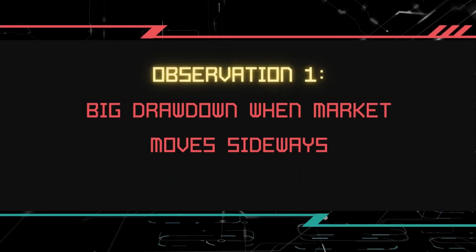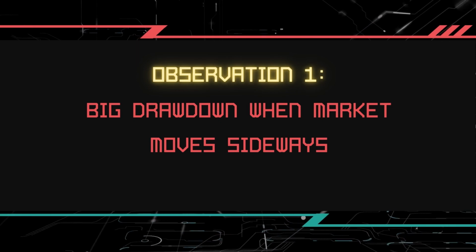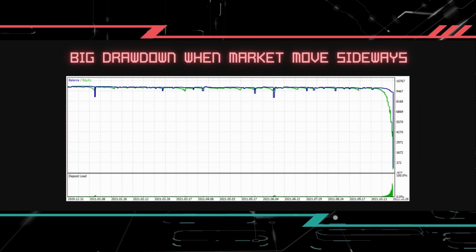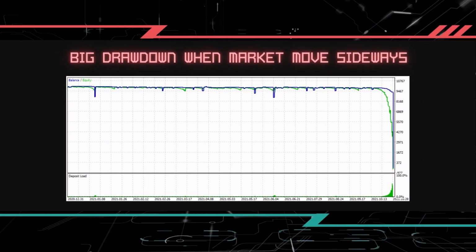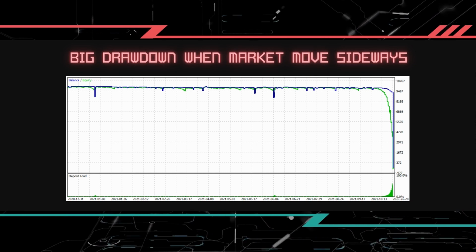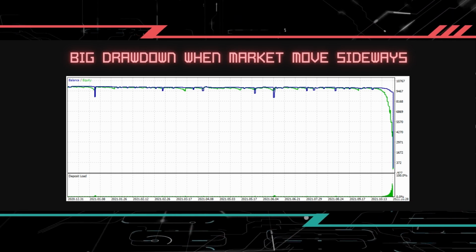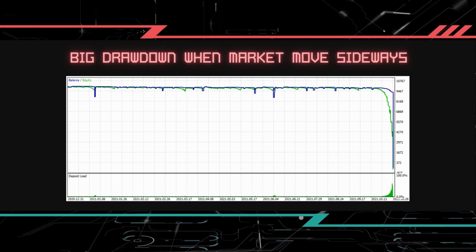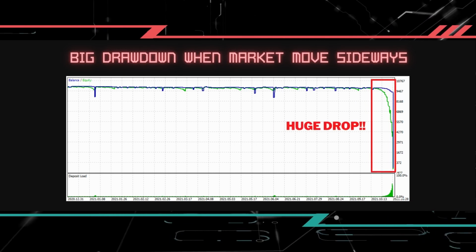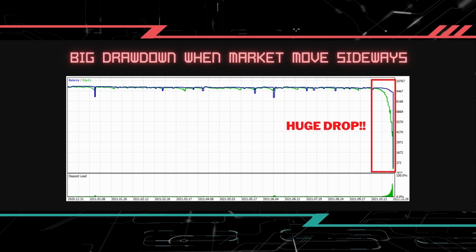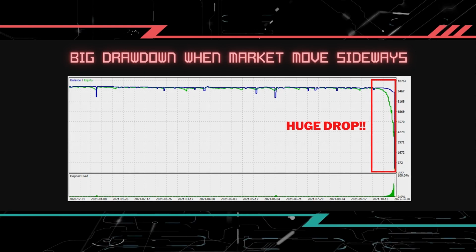Observation 1. There was big drawdown when the market moves sideways. The recovery range trading strategy does not perform well when the price is moving sideways. This would result in multiple trades to be opened. This is the equity chart from the back test. The red box shows a huge drop in the equity. Let's examine the trade that caused it to happen.